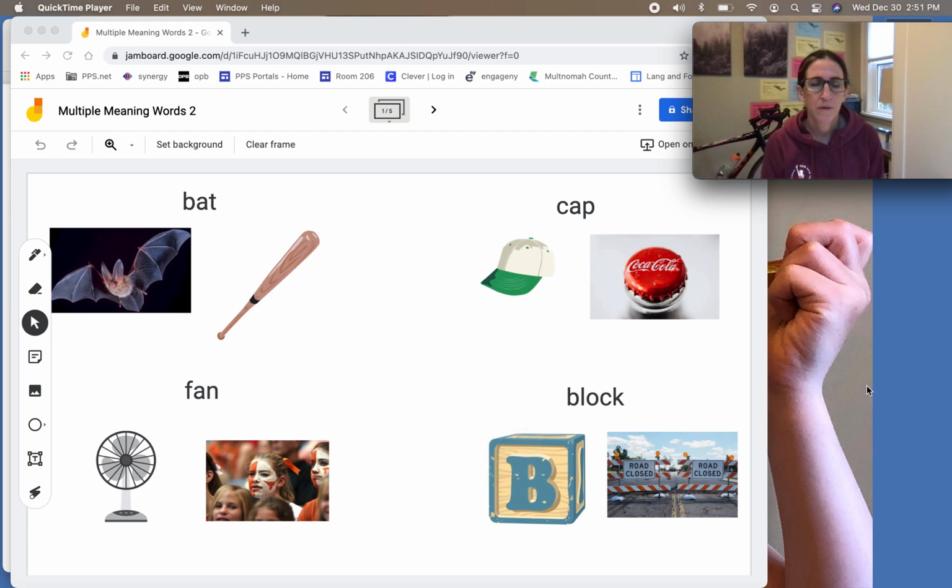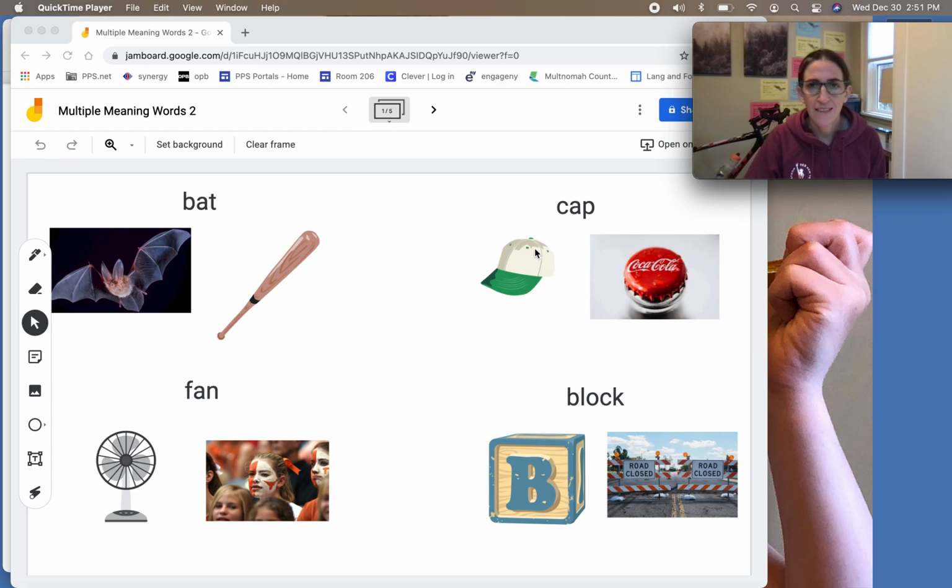This week for word work, we're going to be working on words that have multiple meanings. So to start, let me show you some examples of words in English that have multiple meanings. There's the word bat, and you can think of a bat like the animal or a bat like a baseball bat. One word, two different meanings.